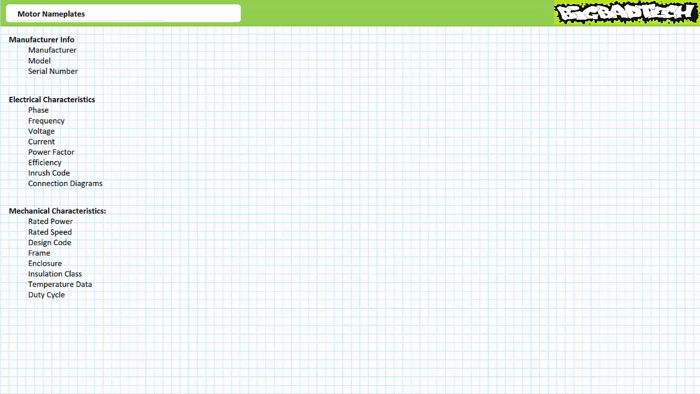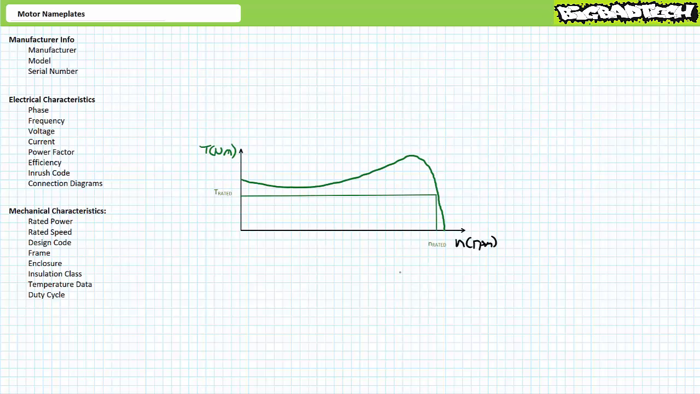Before we do, let me make one point absolutely clear. A motor nameplate is not a data sheet. It is a mini data sheet for one single point inside a motor's larger operational range. This point is known as the rated condition.